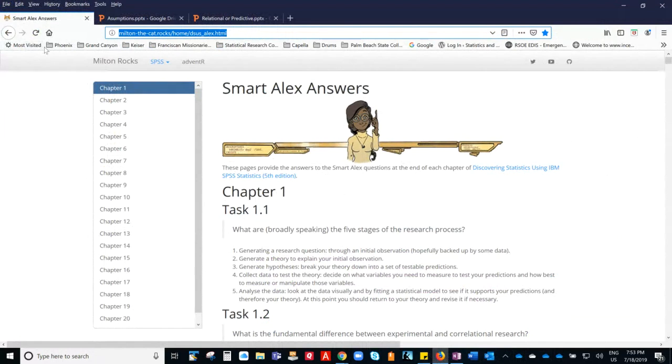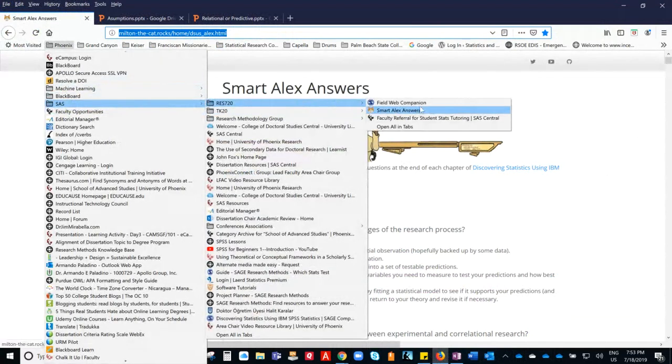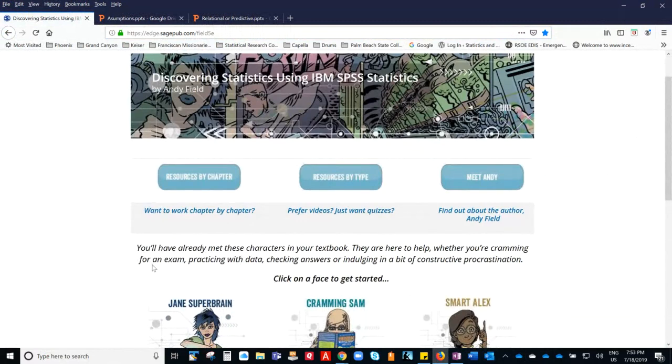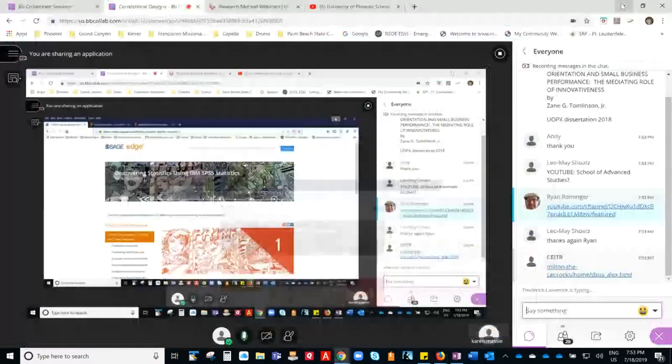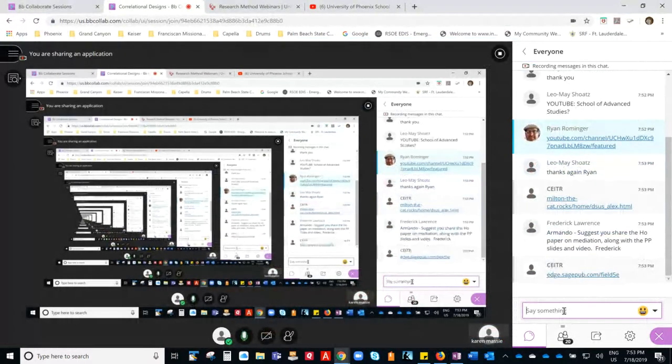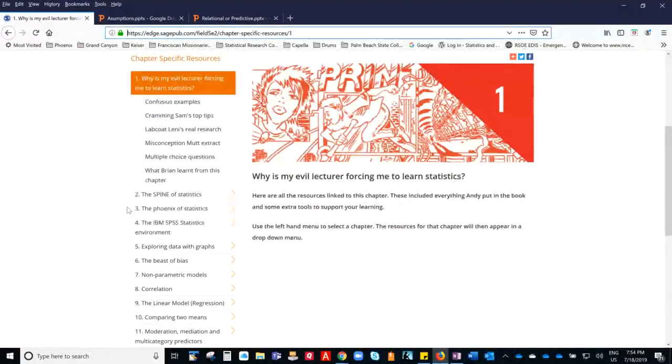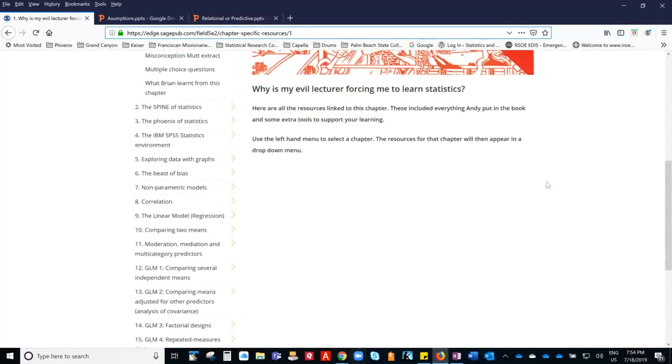The other place, and I'm going to put it on the chat as well, is called the Field Web Companion. This is the web companion for Discovering Statistics Using IBM by Andy Field. It has tons of resources by chapter. You find the databases, you find SPSS files, and I'll put that on the chat as well for you to be able to download. It's something I strongly recommend you bookmark because it is important. There are tons of examples. This is the book we use in the SPSS and the RES 720 class, and all the data sets are included there.